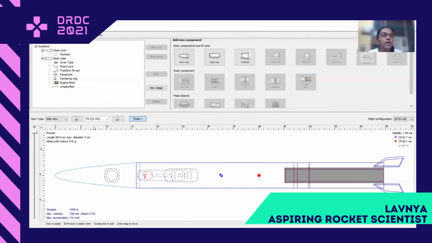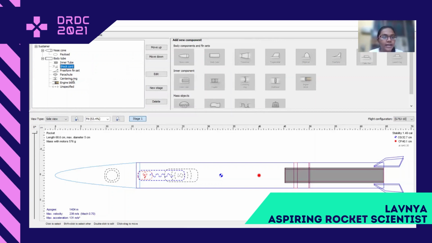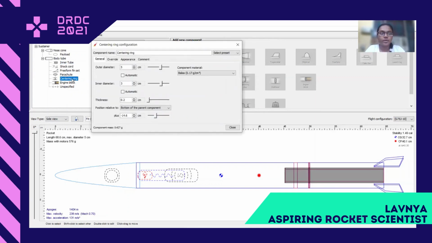So we have looked at this inner tube, shock cord, and parachute. I guess you would have got an idea why I have chosen this, like I said. Then the centering ring and engine blocks. These are a few little components which we'll use in model rockets. First, let us look at the centering ring. It just acts as an engine mount. Here I have given the component material as balsa, because most of the time we use balsa as the component material for the centering ring.